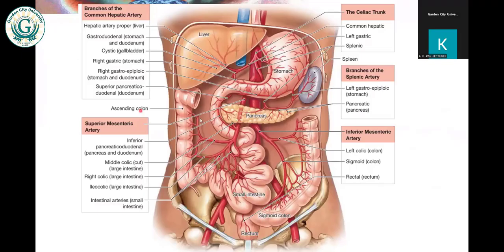So if you look at this one here, the superior mesenteric artery gives branches to supply this part of the duodenum, gives rise to the jejunal arteries, the ileal arteries, the ascending colon, the transverse colon, and gives branches to supply the cecum and the appendix.